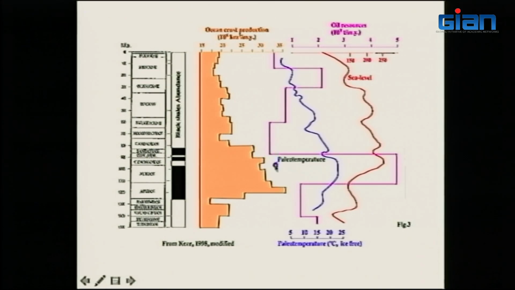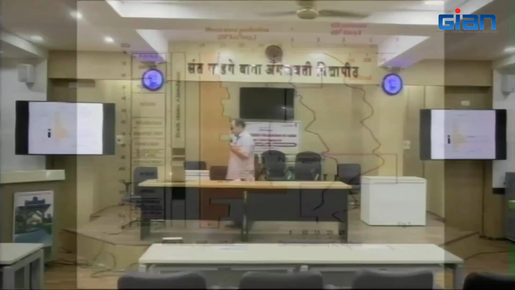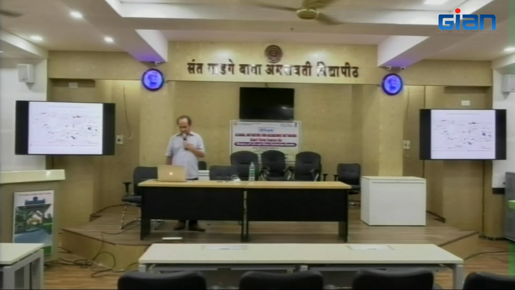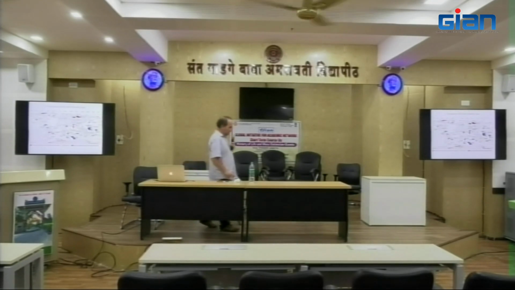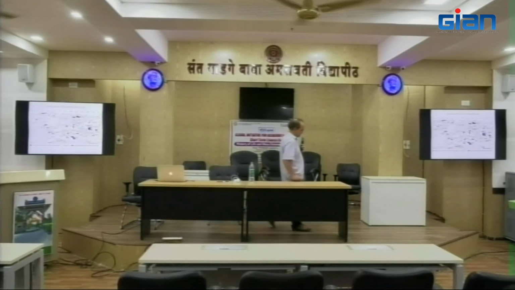And you can see here, this blue curve is the paleotemperature, quite hot, and this is the sea level, quite a high sea level, and the oil resource here. So it corresponds clearly to huge oil resources, as you can see here. So this time is clearly crucial for that, and this is linked to this huge volcanic activity that we have here.